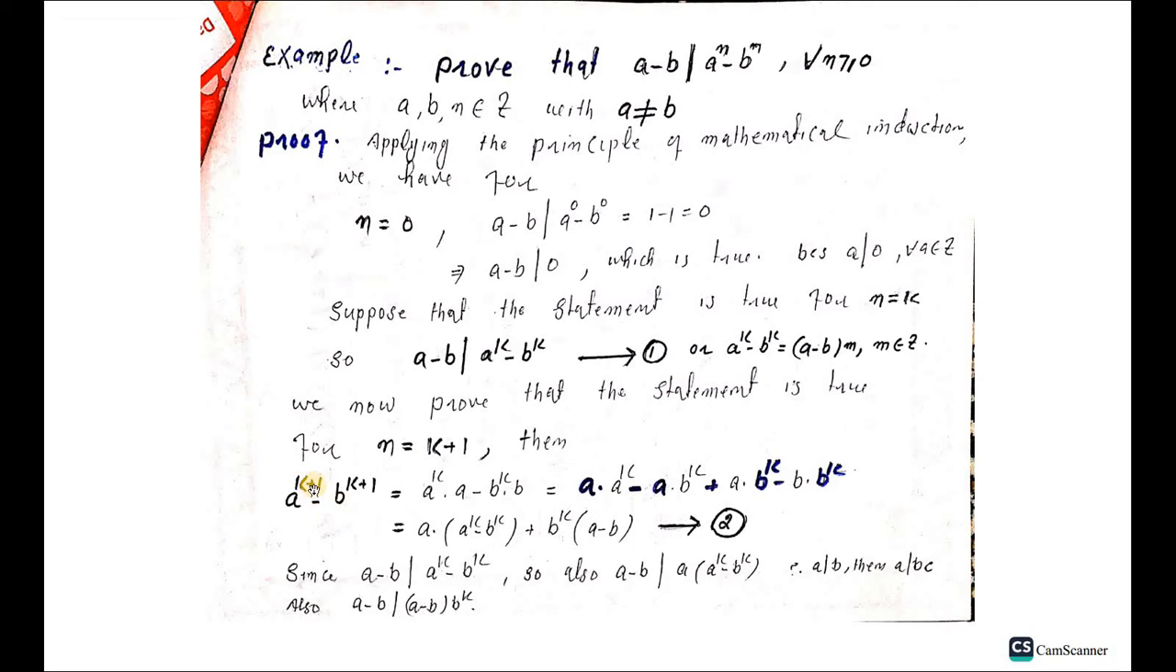Now simplifying, this can be written as a power k into a minus b power k into b. Here this result is the supposition. So in these two terms we have to add and subtract. Here is a power k and here is a, so taking a times b power k, we will use a times b power k minus b times b power k.